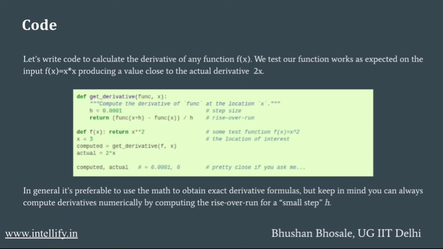Okay, now for x is equal to 3, our value should be 6, that is 2x, so our derivative should be 6. Now computed is equal to get derivative f of x, actually is equal to 2x, and the value is 6.001 comma 6, which is actually very pretty close. In general, it's preferable to use the math to obtain exact derivative formulas, but keep in mind you can always compute derivatives numerically by computing the rise over run for a small step h.